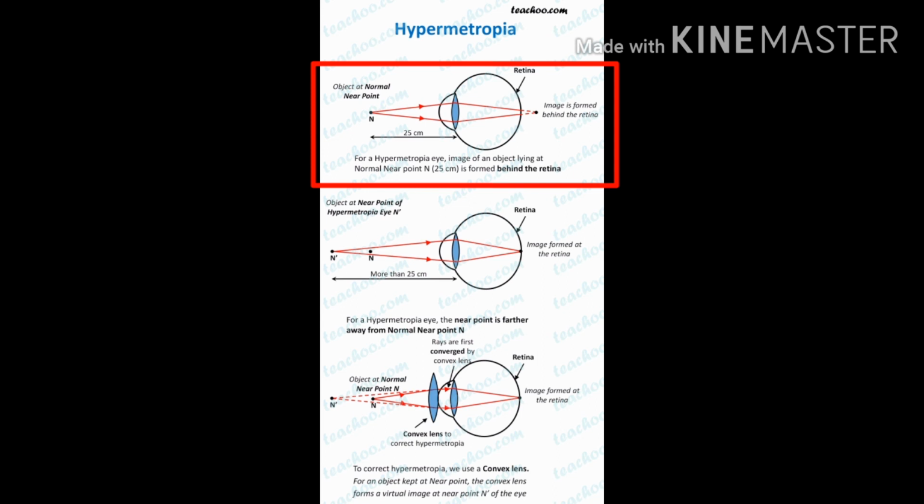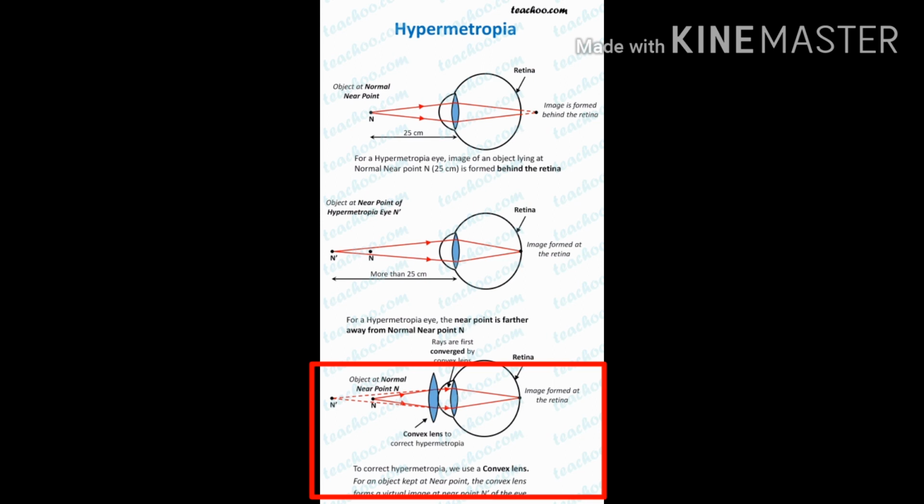so that the converging power of the lens becomes less. This defect can be corrected by using a convex lens with proper focal length. The focal length of this lens is positive. This lens converges the incident rays before they reach the eye lens. The lens then converges them to form the image on the retina.